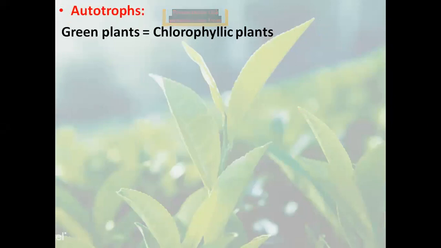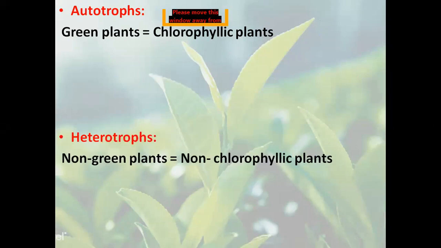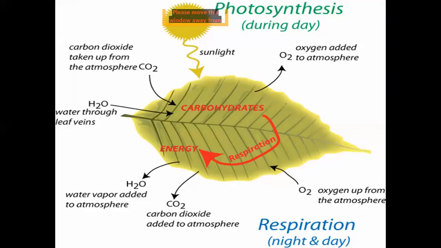You have to keep in mind that whenever we say autotroph, they are the green plants, the chlorophyll plants. By the way, some of you write this as the definition of green plants: green plants equal chlorophyll plants. This is not the definition. This is a simple explanation. You have to say the green plants are the chlorophyll plants that contain chlorophyll. However, the heterotrophs are the non-green plants. They lack chlorophyll. They are called non-chlorophyll plants.